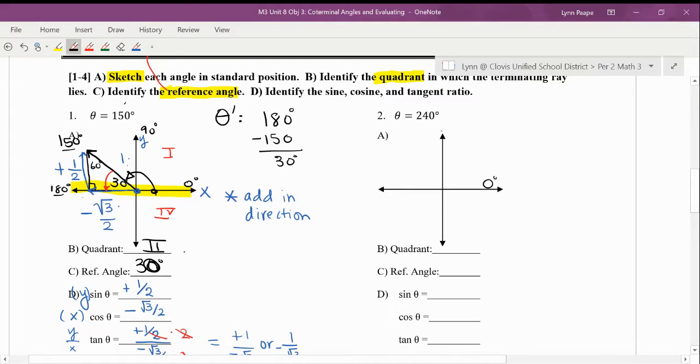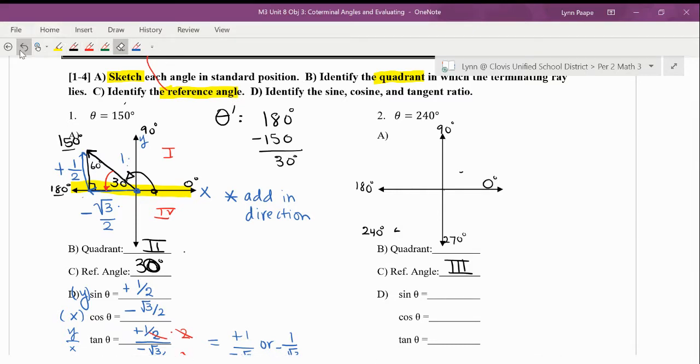So we have 0, 90, 180. We still haven't gotten to 240 yet. 270, there we go. So somewhere between 180 and 270. So we'll draw in that 240 degrees, wherever that would be. We'll say there. And that's in quadrant 1, quadrant 2, quadrant 3. So in quadrant 3. So then after I do that, I want to find my reference angle.